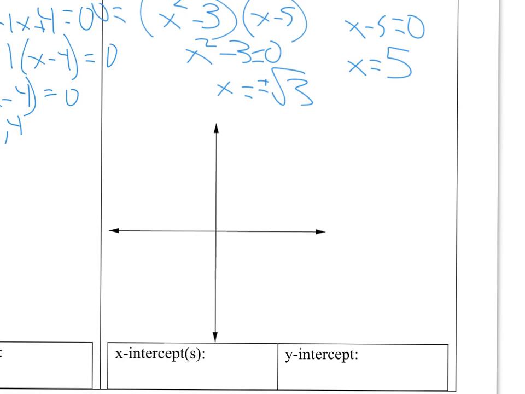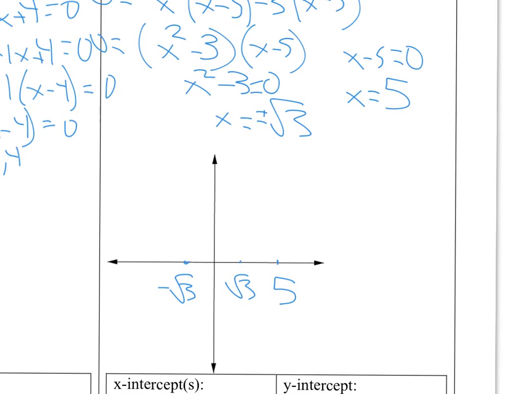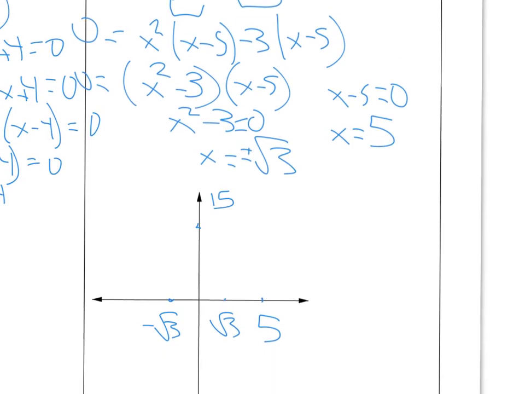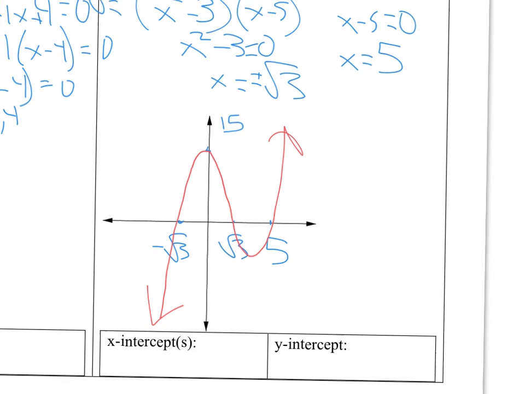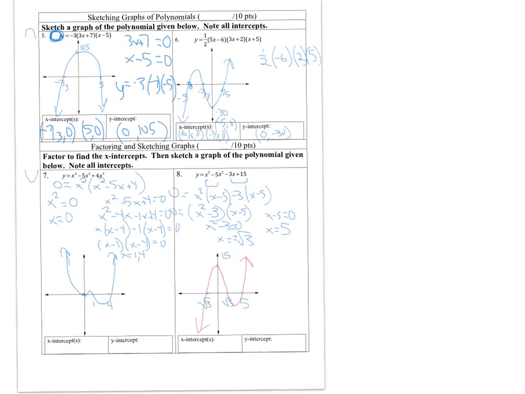So let me plot those. 5, root 3, negative root 3. And then I plug in 0 for x to find the y-intercept, and that's 15. So then I graph it. I have to look, it's x cubed and it's positive, so it's just going to go wee, wee, and I'm done. And make sure you put your answers for your intercepts down here, so that it's nice and organized for the poor reader. And I will show you that entire page once again.